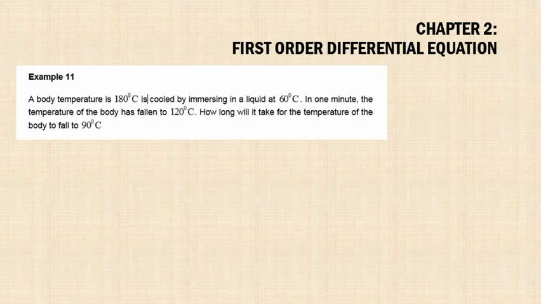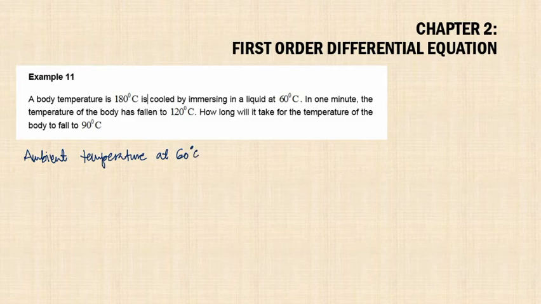Now let's see the application in example 11. A body at a temperature of 180 degrees Celsius is cooled by immersing it in a liquid at 60 degrees Celsius. In 1 minute, the temperature of the body has fallen to 120 degrees Celsius. So how long will it take for the temperature of the body to fall to 90 degrees Celsius? We're going to use Newton's law of cooling with the ambient temperature at 60 degrees Celsius.